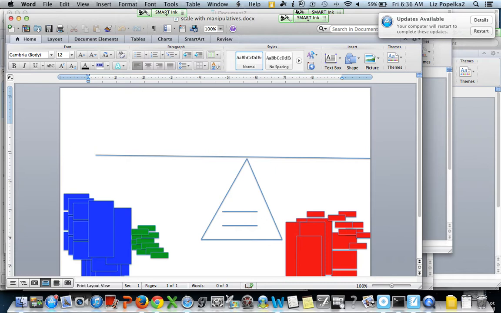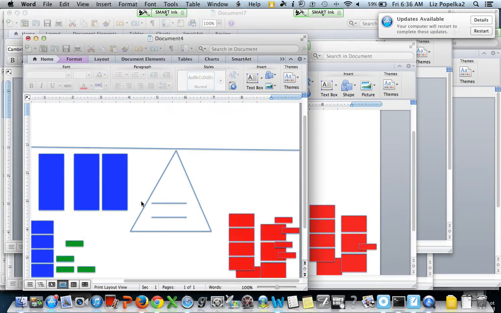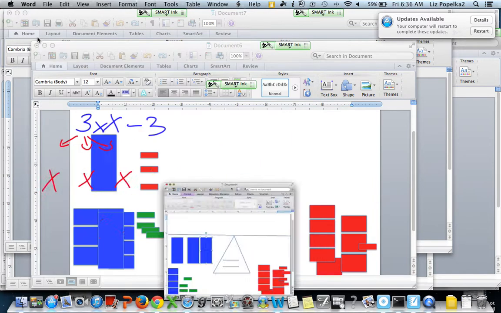Everything that goes on the left-hand side of the equal sign is going to go over here. Everything that goes on the right side of the equal sign is going to go over here. So you guys are going to actually build some models now of some equations.